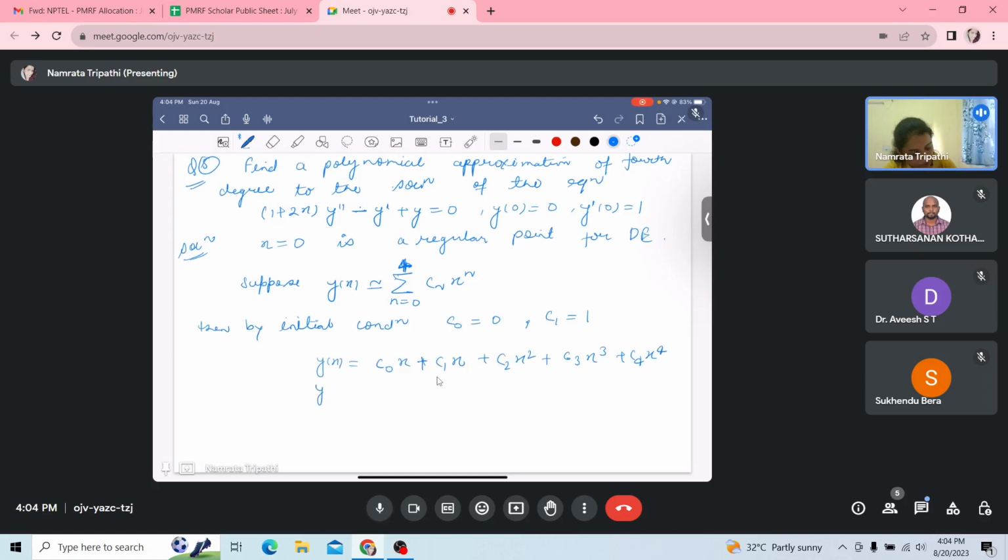You can calculate the y derivative. So sorry, this is C0. What is C0? The y derivative is C1 plus 2C2x plus 3C3x squared plus 4C4x cube. Similarly, the y double derivative is 2C2 plus 6C3x.